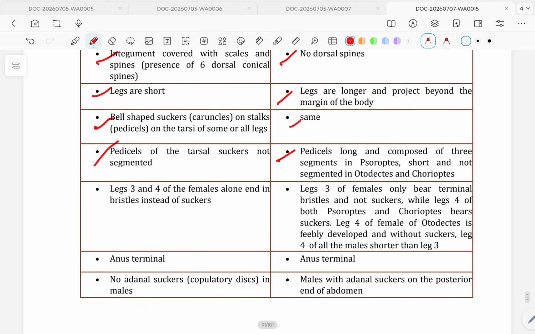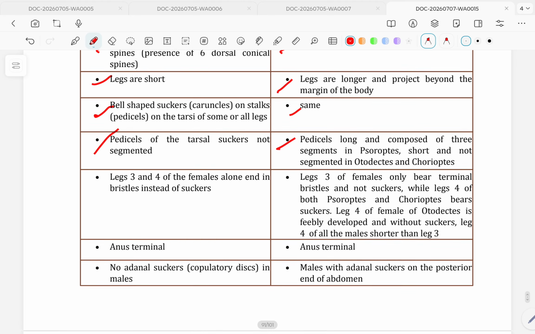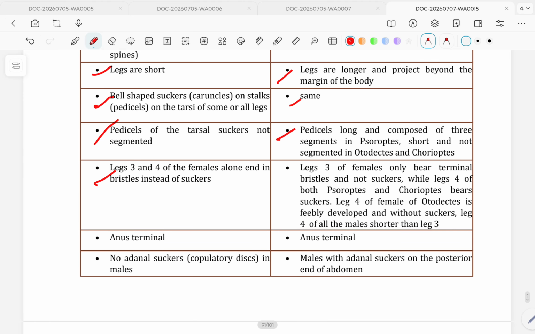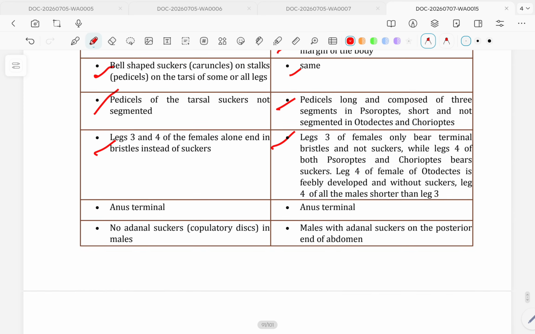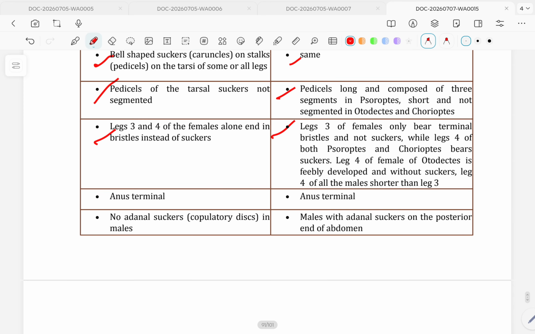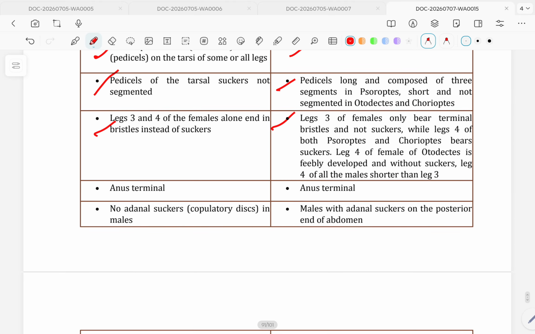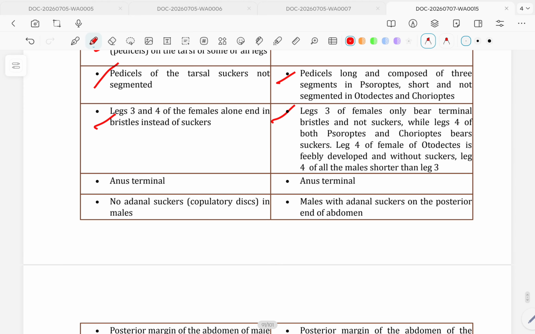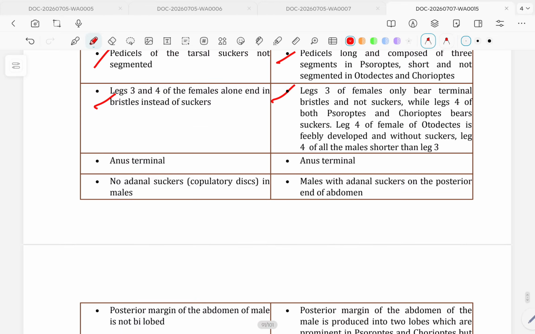Pedicel is long and composed of 3 segments in Psoroptes, short and not segmented in Otodectes and Chorioptes. Legs 3 and 4 of the female end in bristle instead of sucker. Leg 3 of female only bears terminal bristle and not sucker, while leg 4 of both Psoroptes and Chorioptes bears sucker. Leg 4 of female of Otodectes is feebly developed and without sucker. Leg 4 of all males is shorter than leg 3.